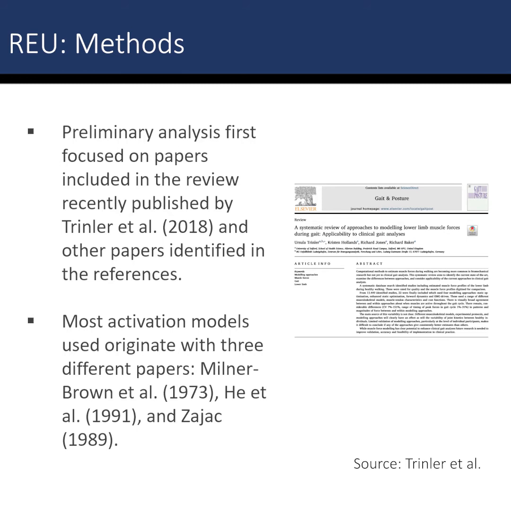After reading each of these papers, I classified whether they modeled activation or not, and if they didn't explicitly say what type of activation model they used, my process was to go to the methods section of each paper and look at the papers cited there. I went to read those and continued to work backwards. I found that most activation models originate from one of 3 papers: Zajac, 1989; He, 1991; and Milner-Brown, 1973.